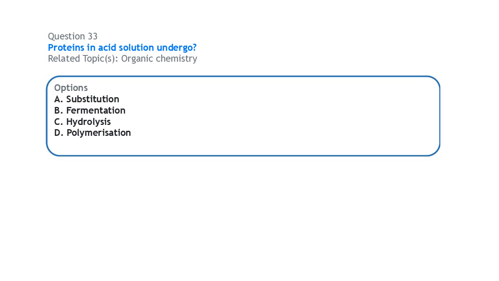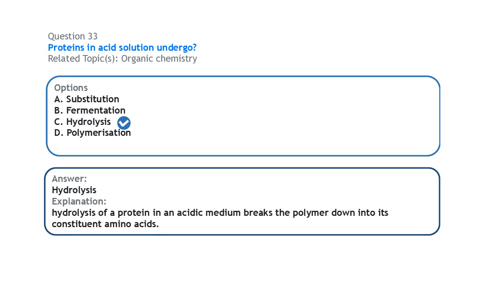Next, proteins in acid solution undergo what? A protein in an acidic medium is going to undergo hydrolysis, which will break that protein down into the constituent amino acids, that is the amino acids in it.